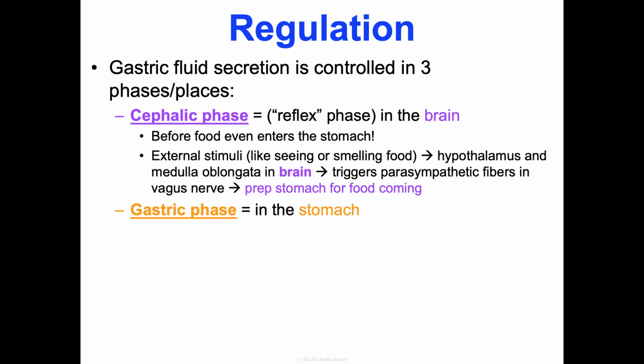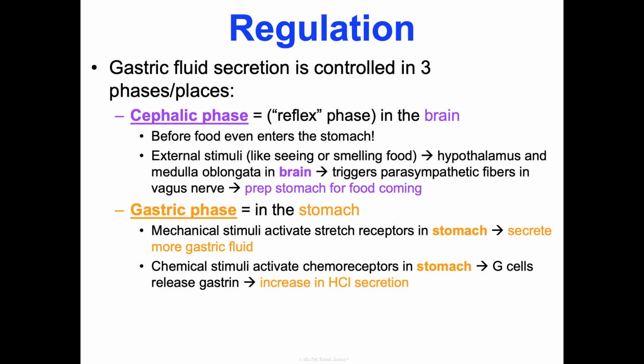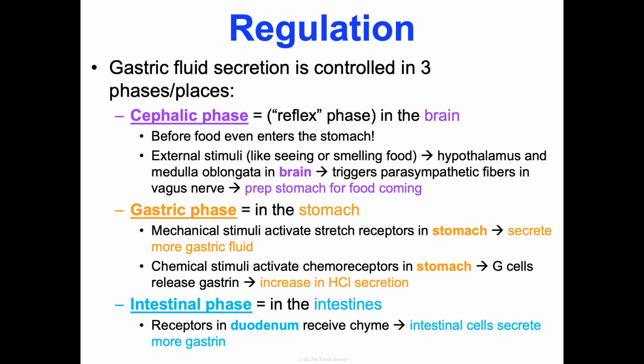You also have the gastric phase of regulation, which is actually happening in the stomach. So, mechanical stimuli get activated by stretch receptors in your stomach, and that causes the secretion of more gastric fluid. Chemical stimuli activate chemoreceptors in your stomach as well, which cause your G cells to release gastrin, which is the hormone that signals the increase of that HCl secretion. And then also your intestinal phase. So, this is happening in your intestines. Receptors in the duodenum receive chyme, and that causes intestinal cells to, again, secrete more gastrin.